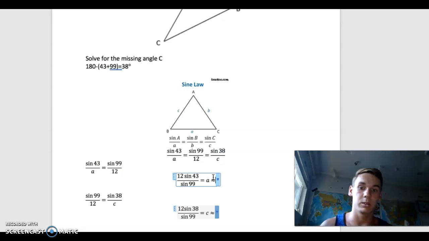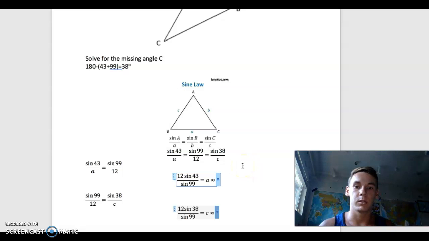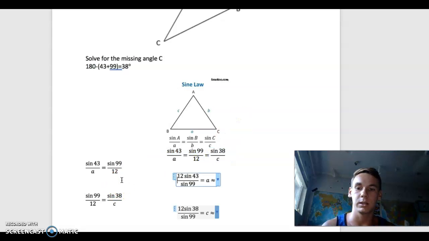So first, we're going to solve for side A. Now, for side A, you just take the first two and put them right here. So sine 43 over A equals sine 99 over 12. Now, you would cross multiply, so it would be 12 sine 43 equals A sine 99. Now you divide the sine 99 away from the A to get the A by itself.